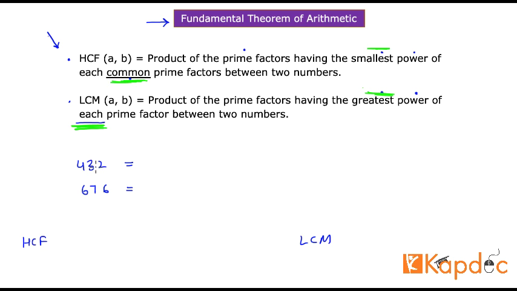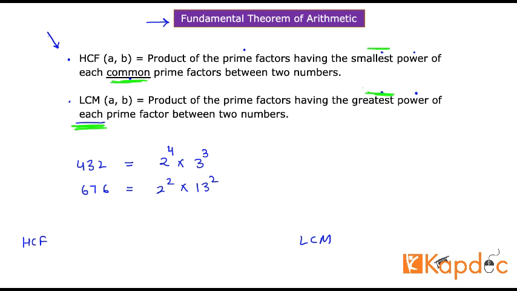So I will let you do the exercise of breaking them down into the prime factors, but I'll tell you the final result here. So 432 is 2 to the power 4 times 3 to the power 3, and 676 is equal to 2 to the power 2 times 13 to the power 2.